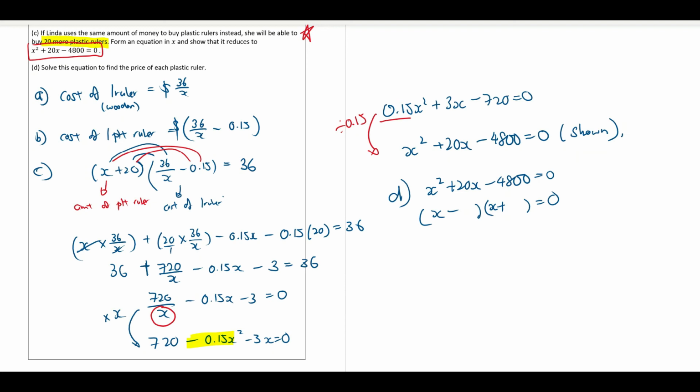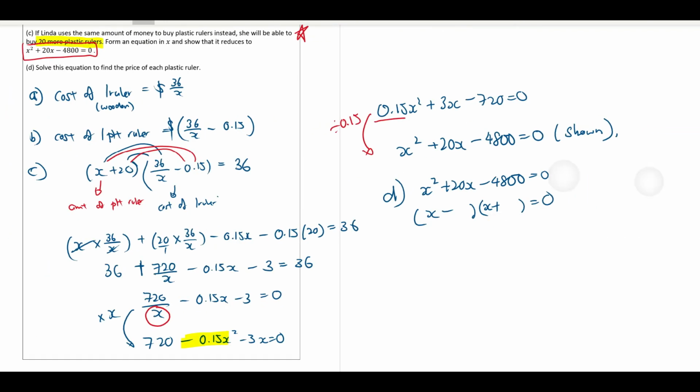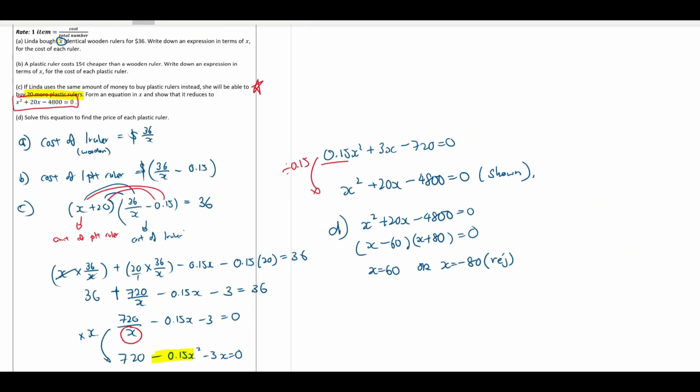Okay, so you have x minus 60 and x plus 80 equals 0, x equals 60 or x equals negative 80. The one that's negative 80 has to be rejected because x is the number of wooden rulers. Okay, so you have found that x is equal to 60. So what is the cost of a wooden ruler?